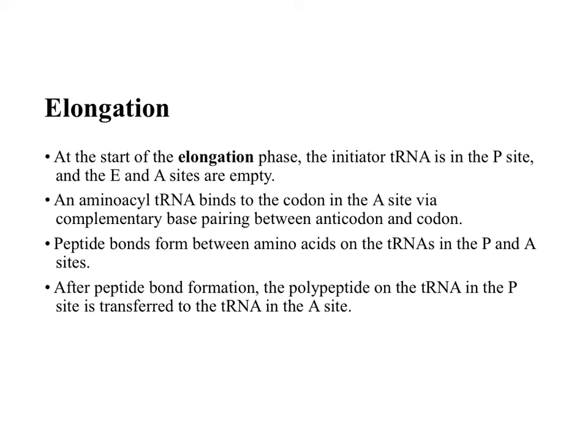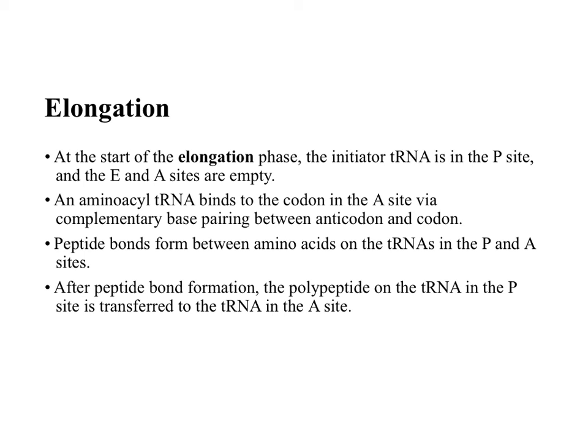The second stage is called elongation. What does it mean if something elongates? Gets longer. Okay. This is the part where we build that long chain of amino acids that make the protein. So this is where the tRNA is going to enter the P site. Okay. The E and the A sites are going to be empty for the moment.